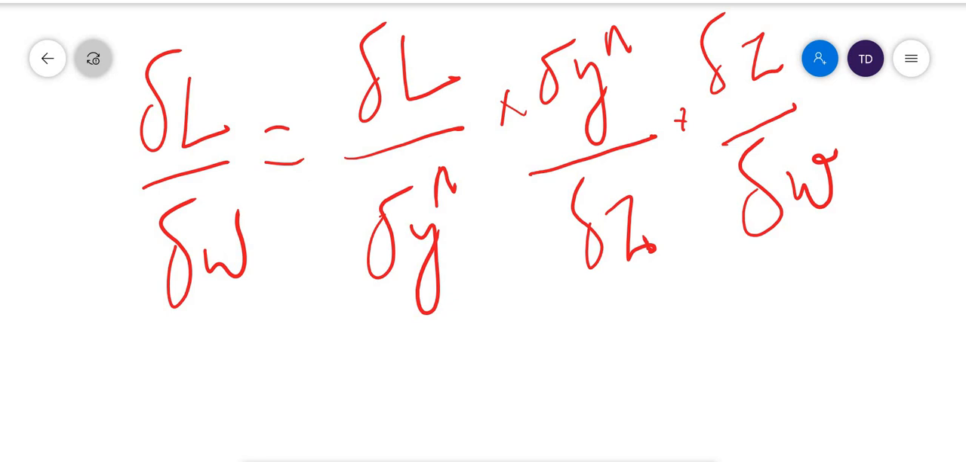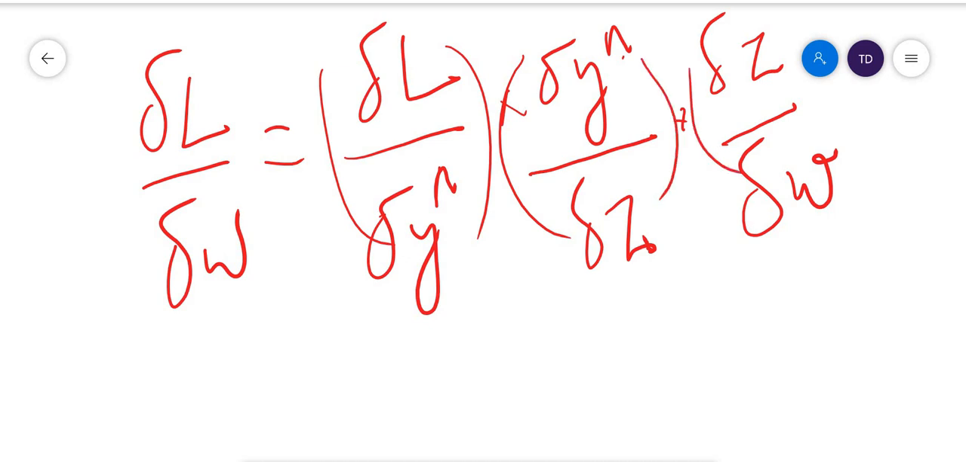Alright, the predicted output depends on the weighted sum, so we need ∂z/∂W, because the weighted sum depends on the weights W. So this is the chain rule. We are going to use it here. Now we will separately calculate each term, then multiply them, and we will get our final equation.